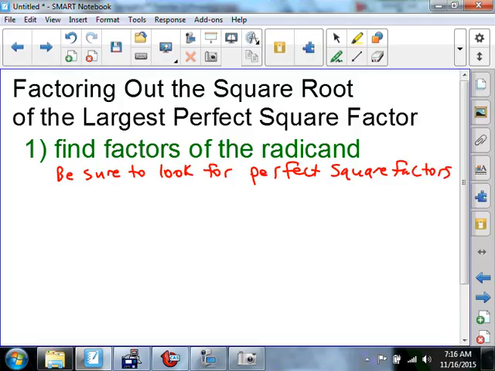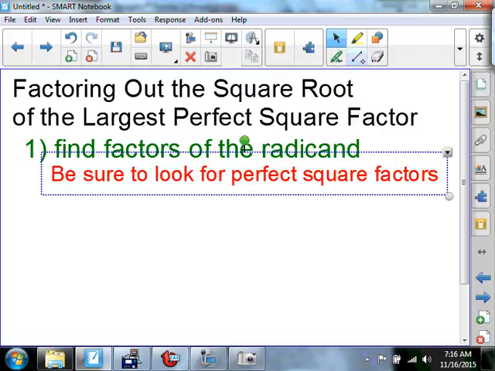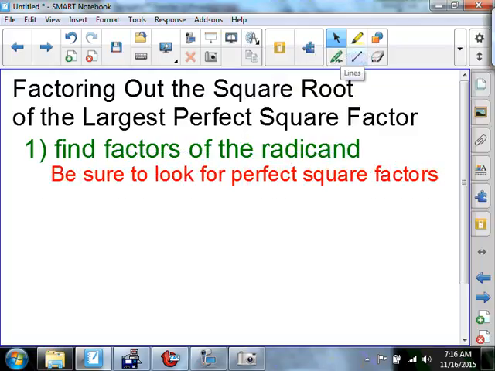Instead of finding every single factor, sometimes you might not need to. Maybe you just want to see if 4 divides it. Maybe you just want to see if 16 divides it. Maybe you just want to see if 9 divides it. The point is you're looking for the biggest perfect square factor. Did I just, oh, I didn't say that. What we're really after is the largest perfect square factor.